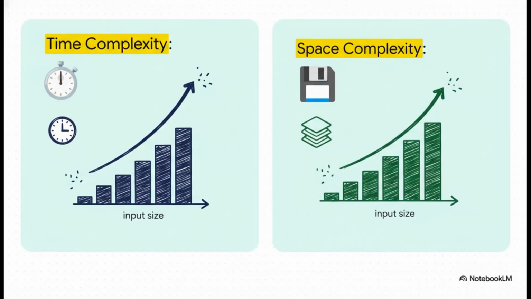We basically measure this in two main ways. First, there's time complexity, which is just a fancy way of asking, how fast is it? As my data grows, how much longer is this going to take? And then there's space complexity, which asks, how much memory does it need? And there's often a trade-off. Sometimes the fastest code needs the most memory, and vice versa.